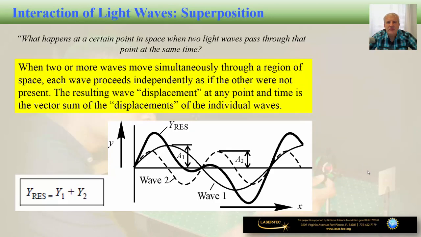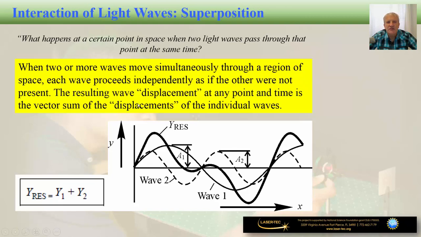Now that we have introduced the wave behavior of light, we want to look at some of the most important phenomena related to light that can be explained only if you look at light as a wave. One is the interaction of light waves through so-called superposition. The question we are trying to answer is: what happens at a certain point in space when two light waves pass through that point at the same time? The answer is that when two or more waves move simultaneously through a region of space, each wave proceeds independently as if the other were not present.